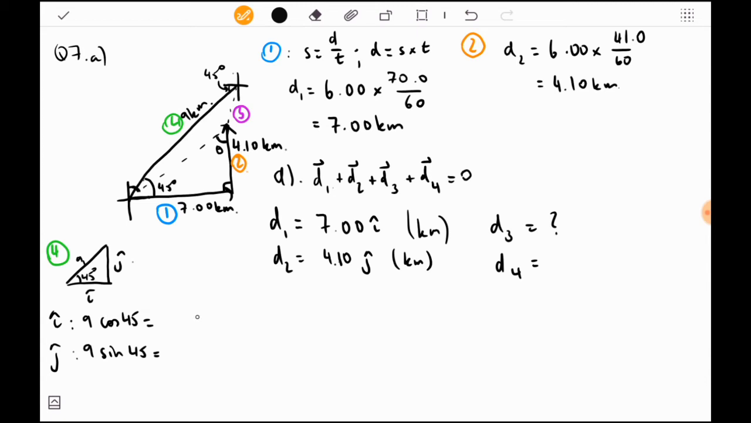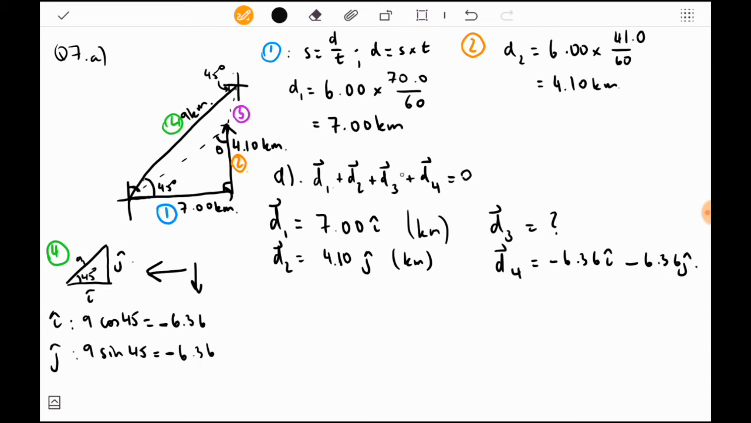So the magnitude of these will be 6.36 kilometers. However, we need to take into account the direction because we're talking about displacements here. I've got to make sure I include vectors on all of these. Oops, that's my mistake. So the i component, we are heading in this direction, which is negative, and we're heading down, which is also negative. So in fact, D4 is negative 6.36 i minus 6.36 j.